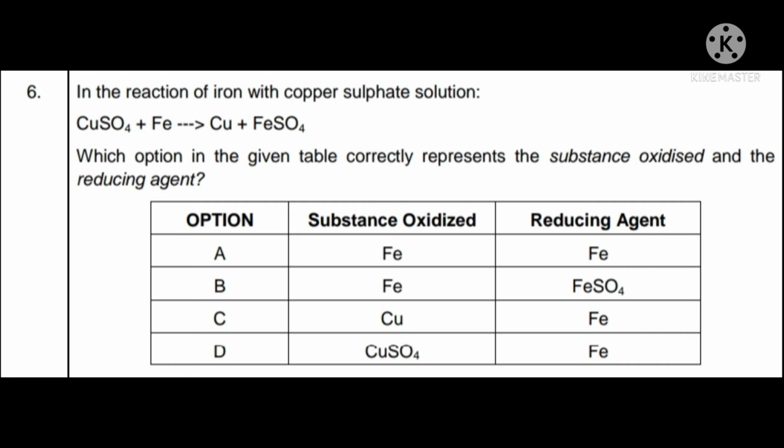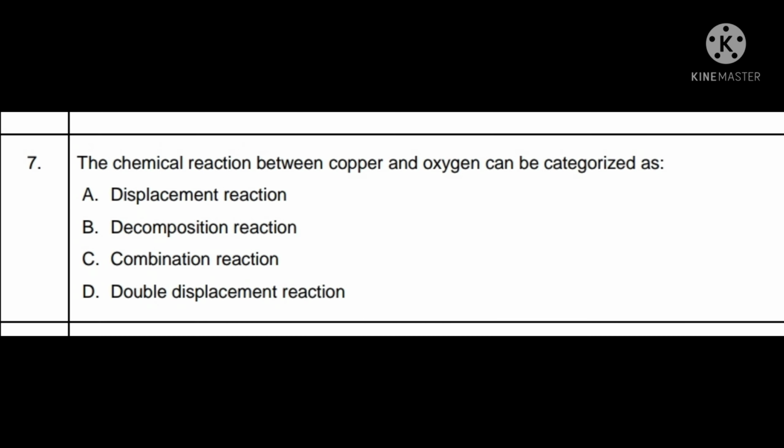Sixth one, in the reaction of iron with the copper sulfate solution, which option in the given table correctly represents the substance oxidized and the reducing agent? Here the correct option is option A, iron and iron. Iron is the substance oxidized and also iron is the reducing agent.